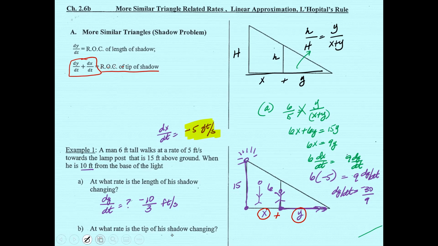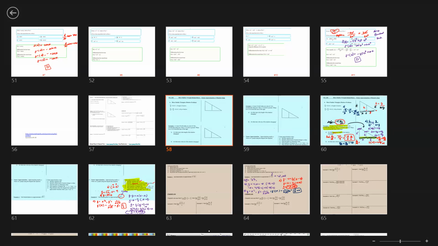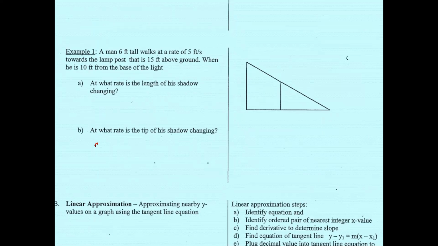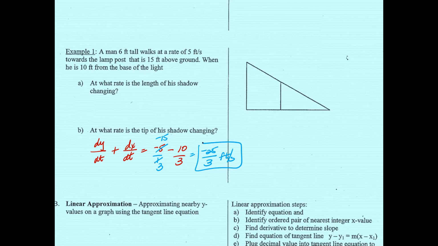So then my equation here is dy over dt plus dx over dt, which is equal to dx over dt, which was -5, minus dy over dt, which you just found was -10 over 3 from A. And of course, you want to have a common denominator, so that becomes a 3, that becomes a -15, so 25 over 3 feet per second. And that is your answer.